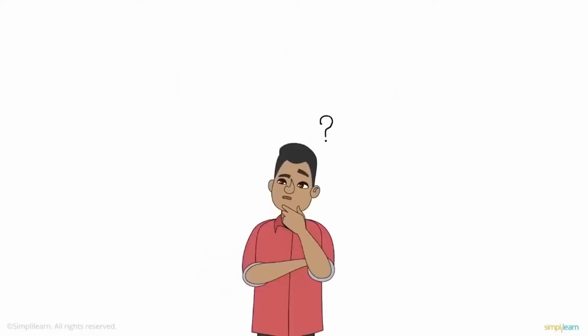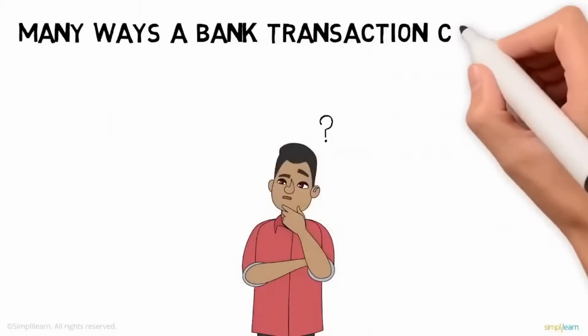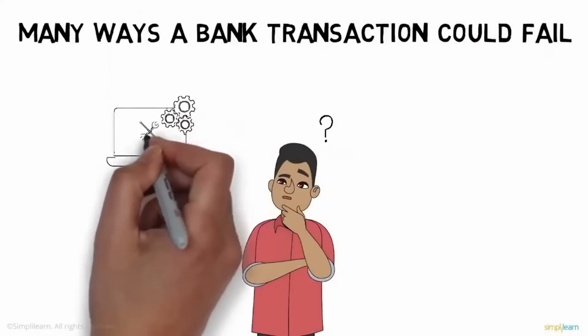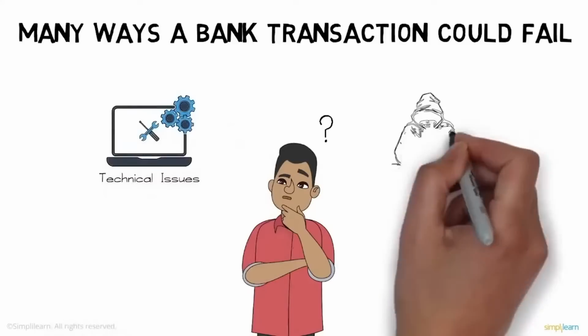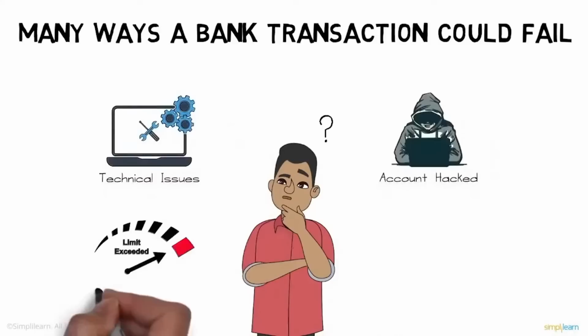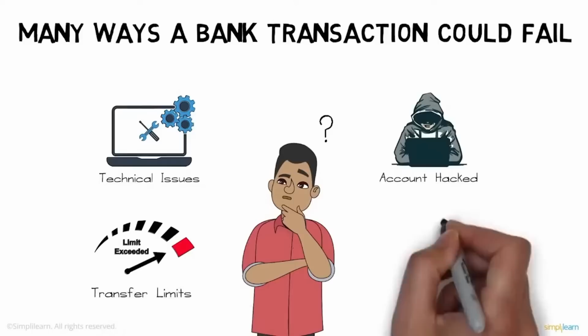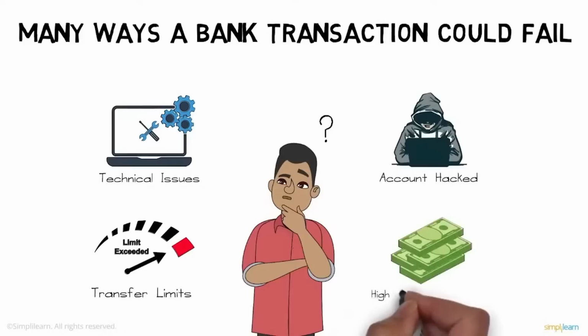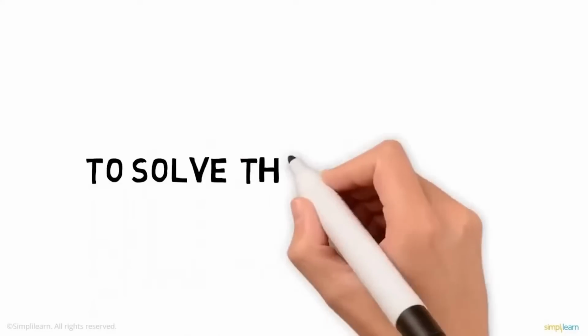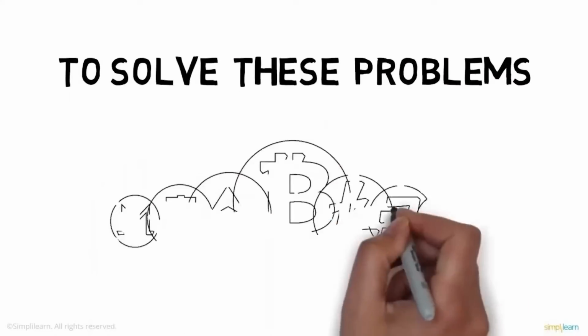That's when Jack comes to know about the many ways a bank transaction could fail. It could be due to technical issues at the bank, one of their accounts being hacked, daily transfer limits being exceeded, and sometimes additional charges, like transfer charges, associated with transferring money. To solve these problems, the concept of cryptocurrency came into existence.